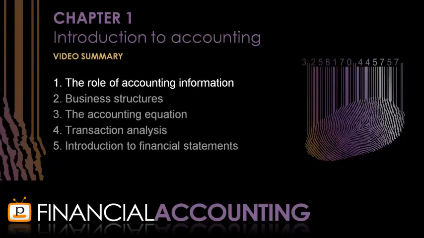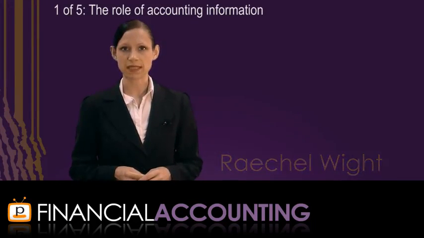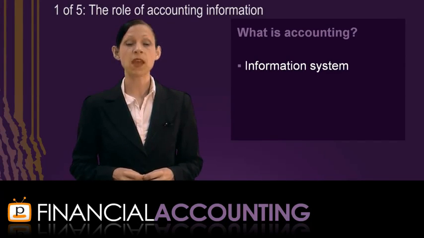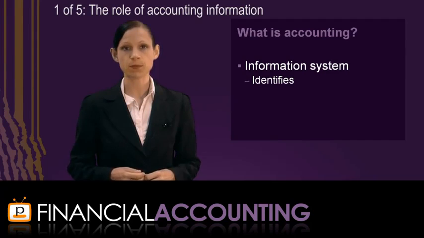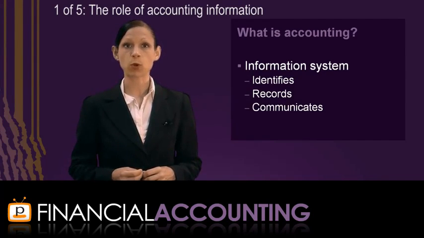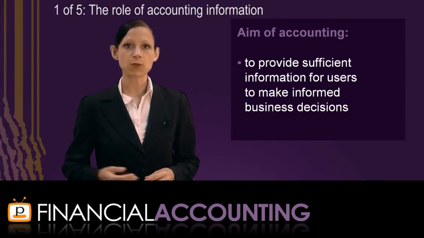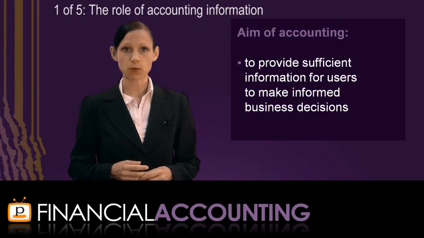Starting with the role of accounting information, the first thing we need to know is, what is this thing called accounting that we're studying? Essentially, accounting is an information system that identifies what information is to be included or excluded from the system, records that information, and then communicates that information to people who are interested in it, which is basically the aim of accounting, to provide information to users such as, say, investors or lenders, so that they can make informed decisions based on that information.